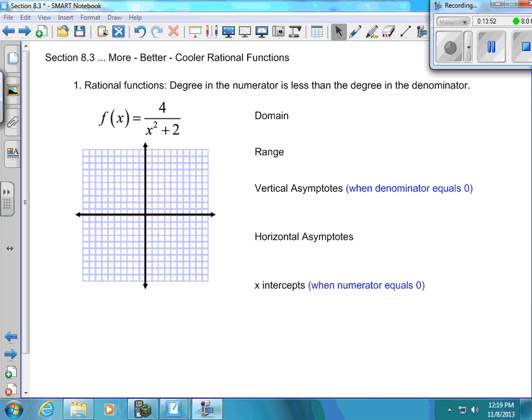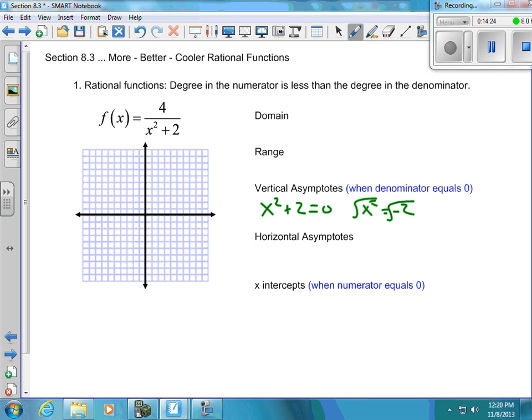Now let's go back. I just realized I skipped over the first example, but that's okay. It doesn't matter what order we're doing them. Let's look at one where the degree in the numerator is less than the degree in the denominator. Vertical asymptotes, that's usually where I like to start. Vertical asymptotes are still where the denominator equals 0. The denominator is x squared plus 2. So when we solve that equation, we get x squared equals -2. When I square root both sides, I get x equals plus or minus i square root of 2.